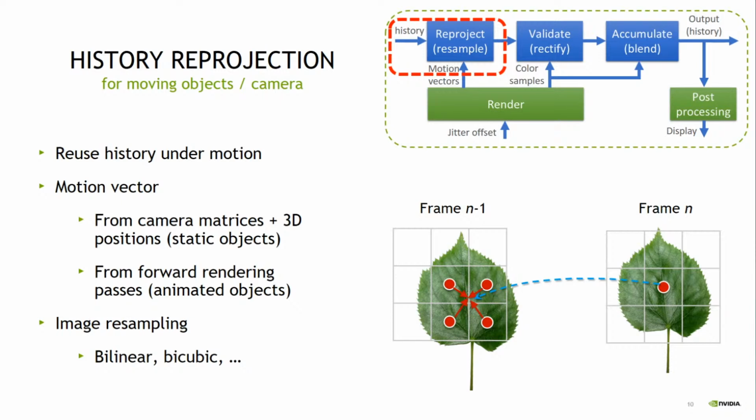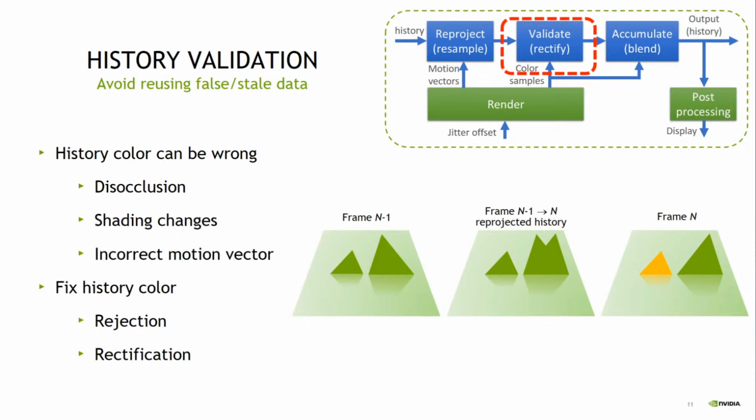Since there is no one-to-one pixel mapping between neighboring frames, most pixels in the target frame need to reconstruct the color in the middle of a pixel grid. We usually use standard resampling algorithms, like bilinear or bicubic sampling filters, to reconstruct those pixel colors. In reality, the reprojected history color can either be stale or invalid. This can happen with disocclusion, where the pixel was occluded in the previous frame, or with shading changes, or with incorrect motion vector. So to avoid leaking incorrect color into the current frame, we need to either reject or rectify them.